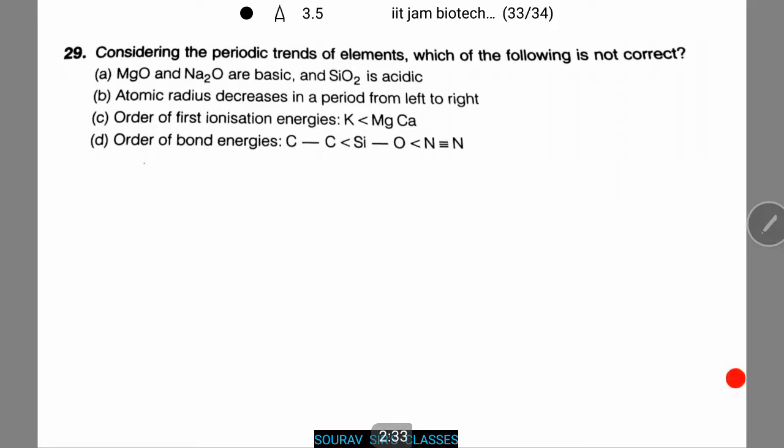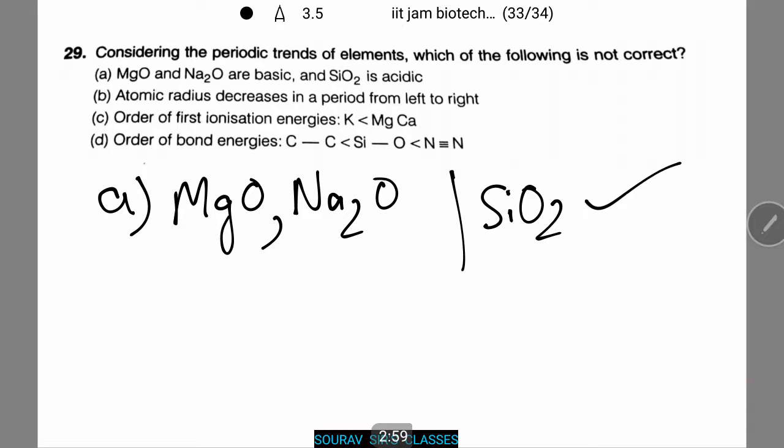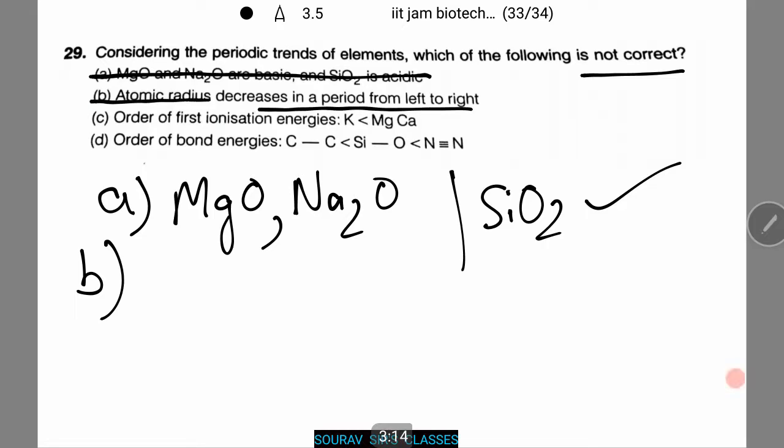Now we need to consider the incorrect statement from A, B, C and D. Let's analyze each one first. A. MgO and Na2O are given and said to be basic. In fact, this is correct, and SiO2 is acidic, which is also correct. Thus, A should not be considered. Notice here we need to find the not correct version.